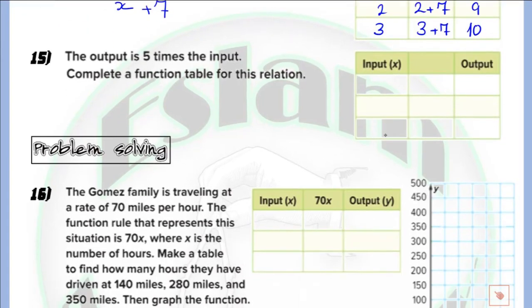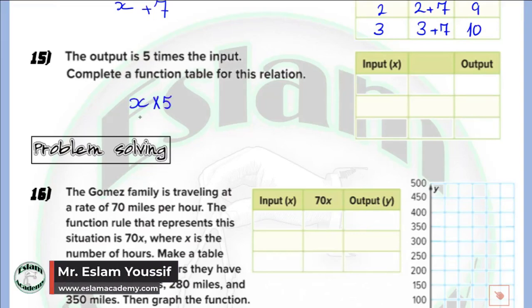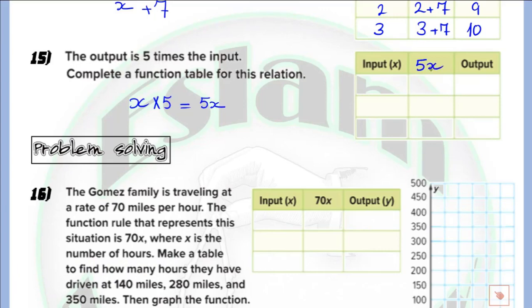Then question number 15, we have the same. The output is 5 times the input. The input, which is x. 5 times means we just multiply by 5. So x multiplied by 5 equals 5x. So the rule that we have now will be 5x.